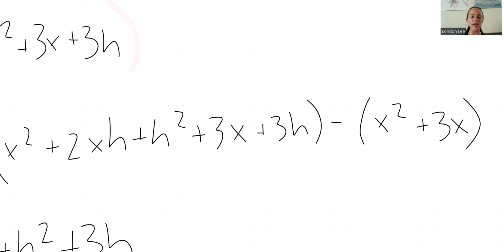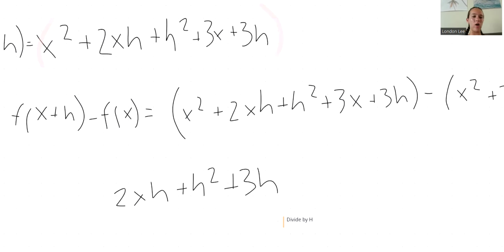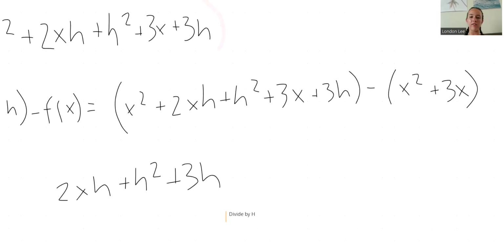So going from here, we subtract those. You can cancel out like terms. You can cancel out the 3x and the 3x because this is negative right here, so we have to remember that that's going to be a negative 3x. Then we can cancel out the x squared as well because it's going to be a negative x squared. So that leaves us with 2xh plus h squared plus 3h. So that's going to be our answer right here.